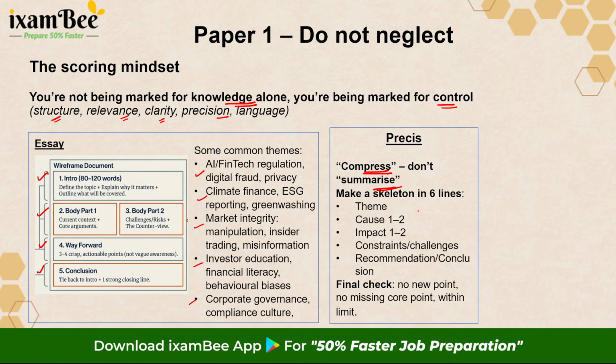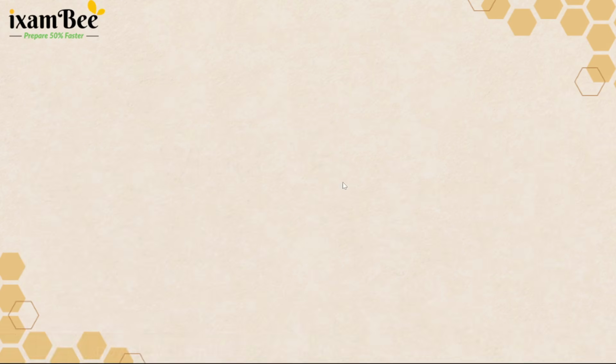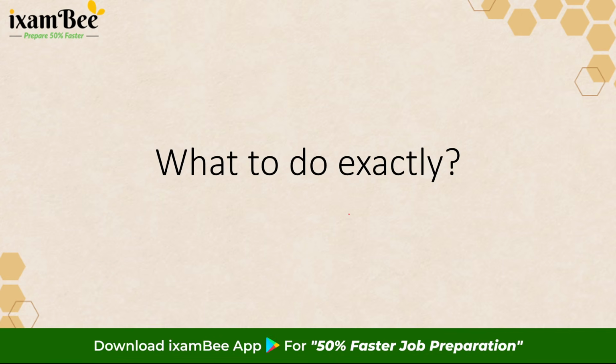For precis, always remember you have to compress it, not summarize it. And for that, a good skeleton structure of theme, cause and effect, impact, constraints, and recommendation will help you to always stick to that thought. Never introduce any new point, and ensure that you don't miss the core point of the passage. For RC, your correct inference and direct linkage to the passage is very, very important. Please do not bring in any outside knowledge. Keep the intent of the author intact in your answers and stay within the word limit. Practicing this will help you reach that 50 marks in your paper 1 also.